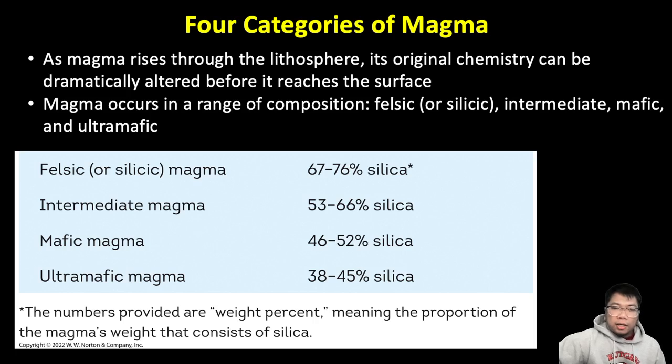Okay, so I would like to just mention that felsic has the highest amount of silica, whereas ultramafic would have the least amount of silica in it. Okay, so felsic magma has a lot of silica, ultramafic magma has the least amount of silica.